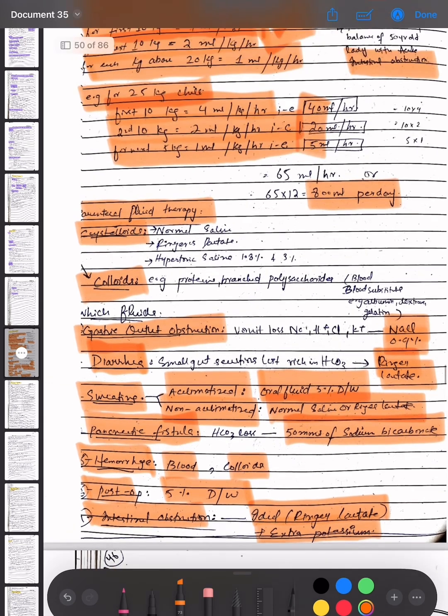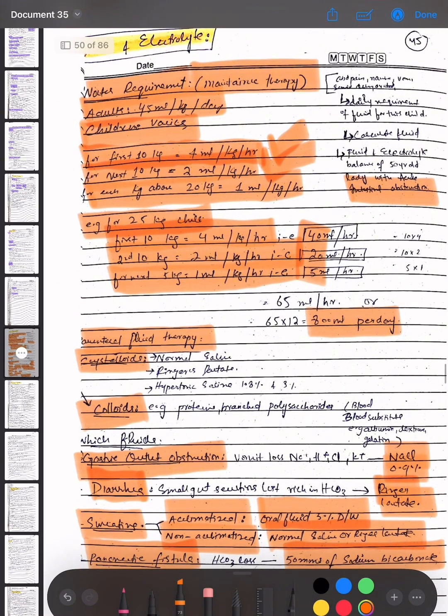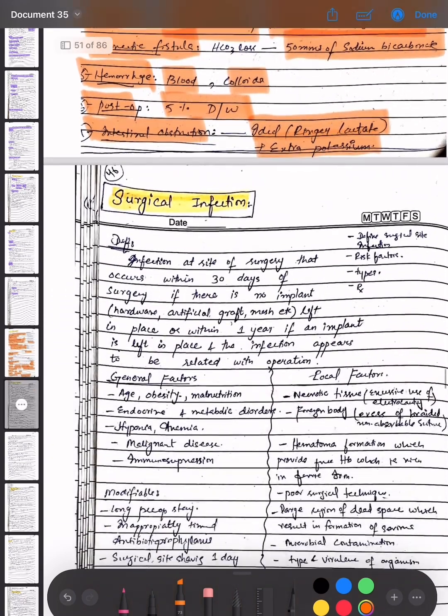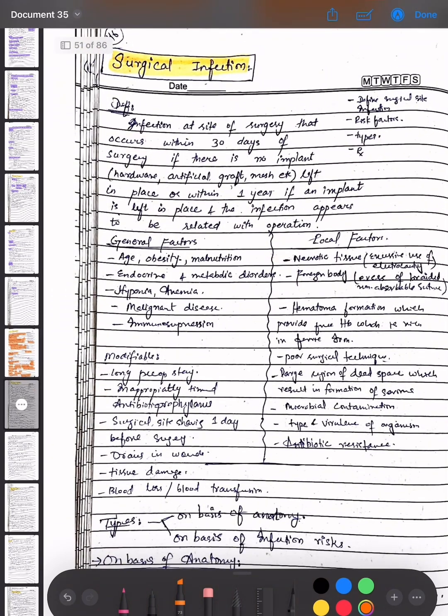So you have to learn which type of fluids are given in what cases, and what is the composition of each fluid. For example, what is the composition of crystalloids, and what is the composition of colloids, and in what defects. For example, in diarrhea we lose the small gut secretion, so a fluid is given to fulfill that. So for this purpose you have to learn the composition of all the fluids, and their doses, in how much amount they are given in which cases, according to the age and according to the maintenance therapy.